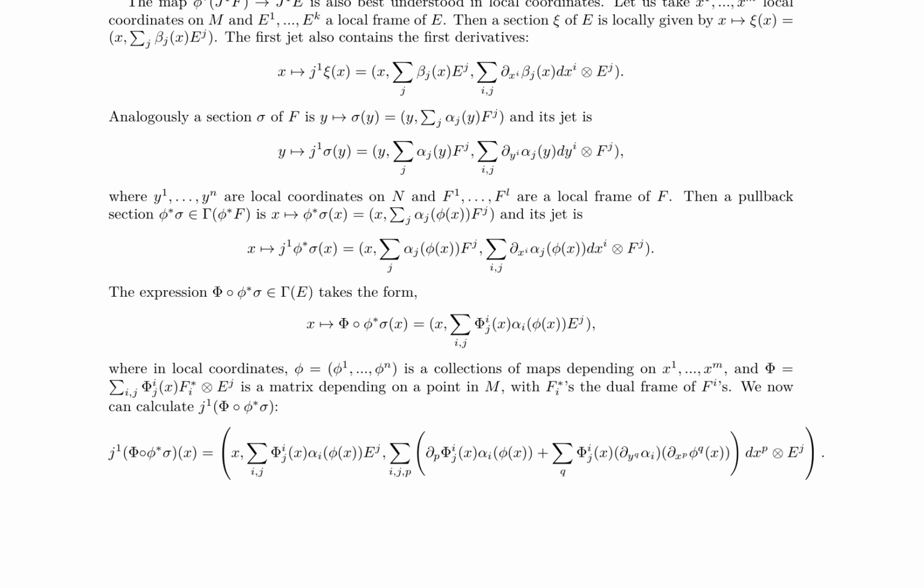The definition of J1E is explored, along with its relation to the jet of sections. The expression phi hollow bullet phi asterisk operator sigma is calculated, demonstrating how the jet of this expression is defined. This section provides a comprehensive understanding of the mathematical concepts and their importance in the context of the research.